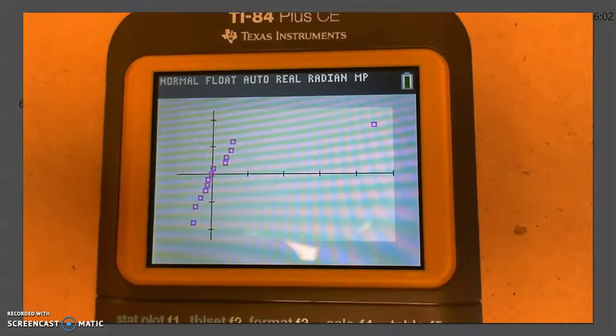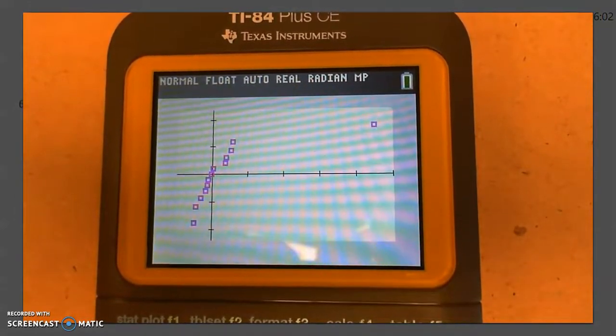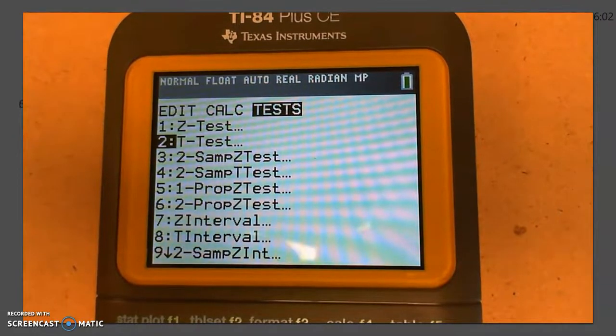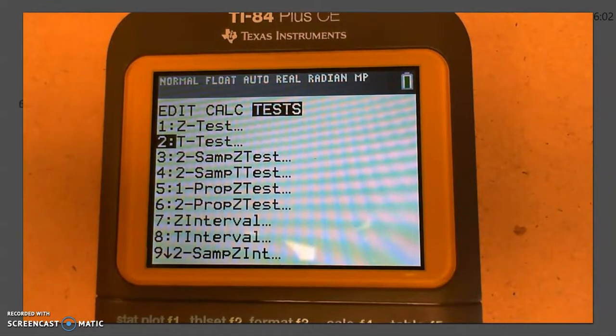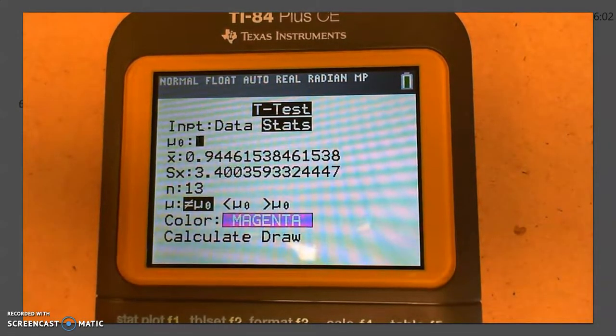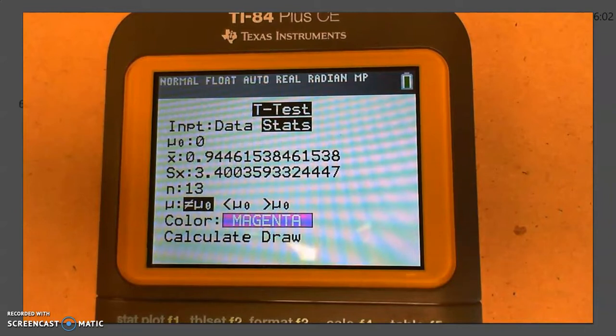Oh, hold on a second. Okay, there we go. And then I'm going to go over here to stat test, and I'm doing a t-test. Why not 2 sample t-test? Because it was not 2 independent samples. It's 2 samples that are matched pairs. That's treated as a 1 sample t-test. And I've got my data in there, and that came from list 3.